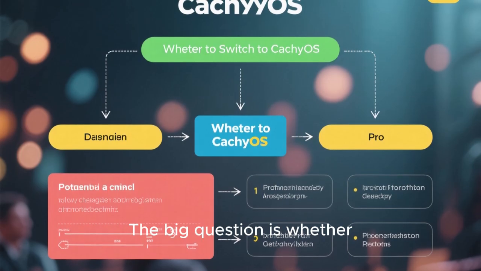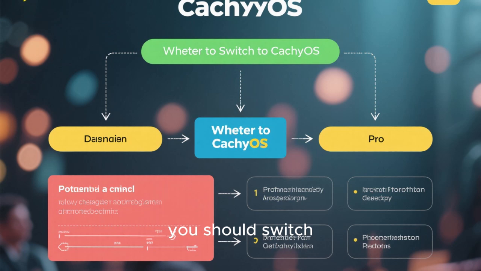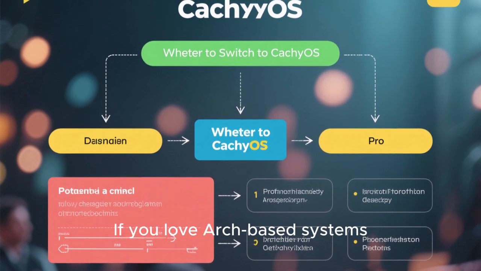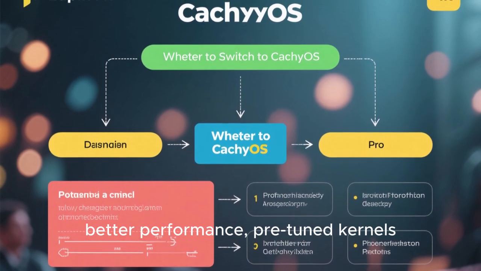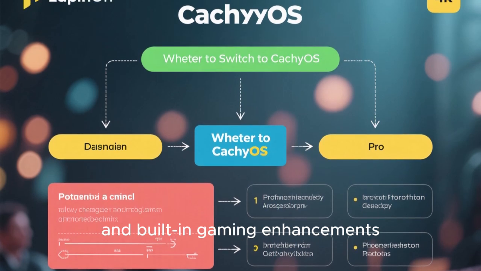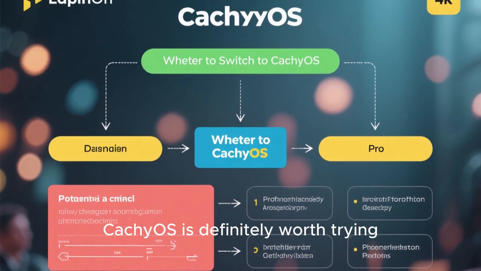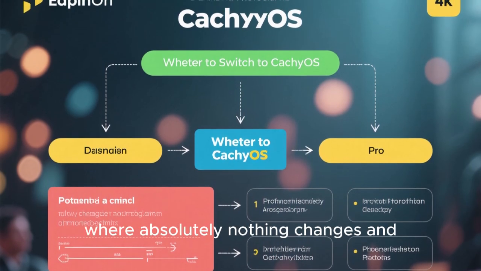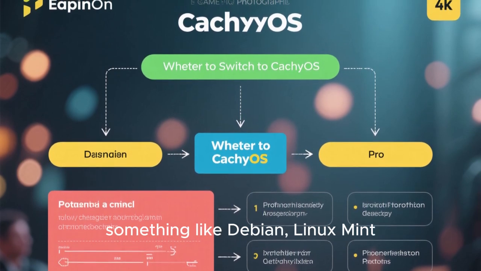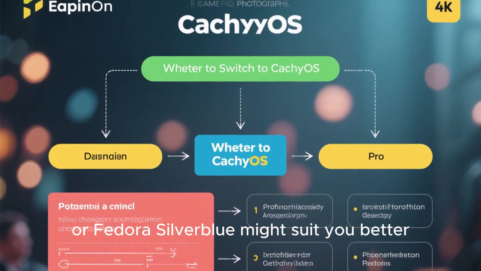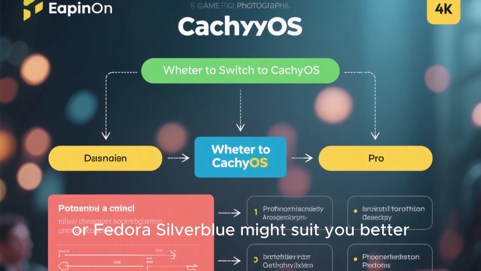The big question is whether you should switch. If you love Arch-based systems and want an easier installation, better performance, pre-tuned kernels, and built-in gaming enhancements, CachyOS is definitely worth trying. But if you want a system where absolutely nothing changes and stability is your top priority, something like Debian, Linux Mint, or Fedora Silverblue might suit you better.